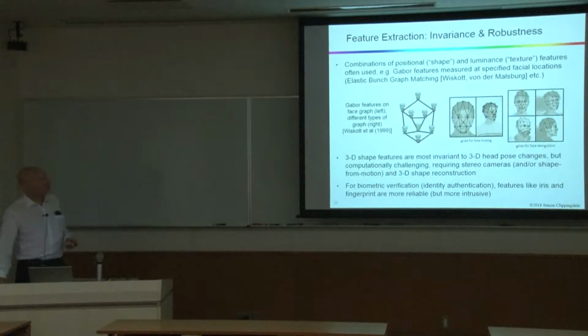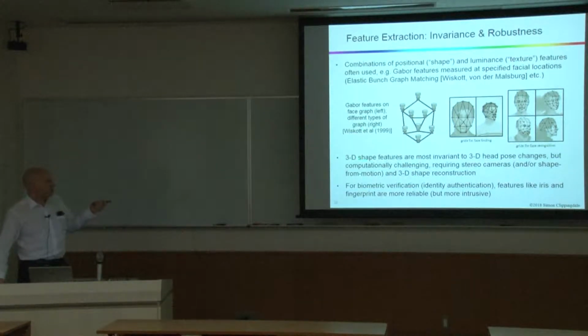Well, like what? You might say, well, one thing is combinations of positional and luminance, shape and texture features have been used. So for example, fitting a graph, an elastic net, onto people's faces that moves with the face. If someone moves in 3 dimensions, the net moves with them and extracts features at hopefully the same locations each time. This was done; there's a thing called the elastic bunch graph matching system, which uses this. This system and variants of it are still used today.